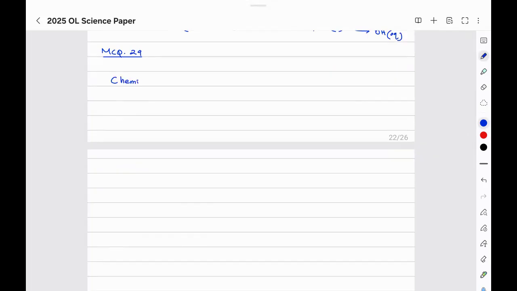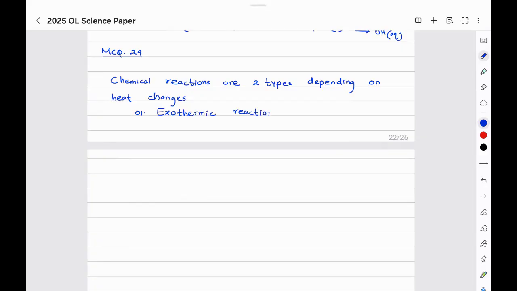Chemical reactions are two types depending on heat changes. The first one is exothermic reactions. Exothermic reactions. And the second one is endothermic reactions.